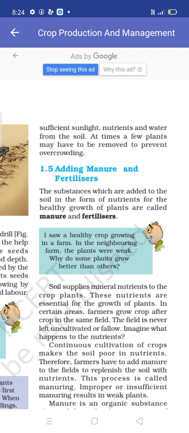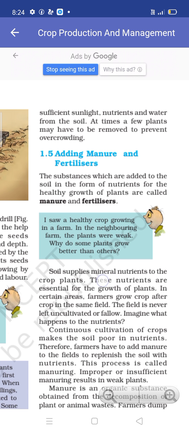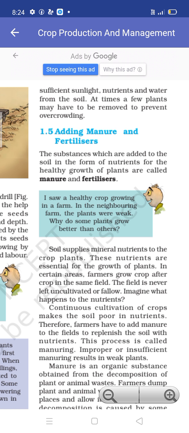In certain areas farmers grow crops after crops in the same field, and they leave it uncultivated or fallow. Okay, continuous cultivation of crops makes the soil poor in nutrition. Therefore, farmers have to add manure to the fields to replenish the soil with nutrients.